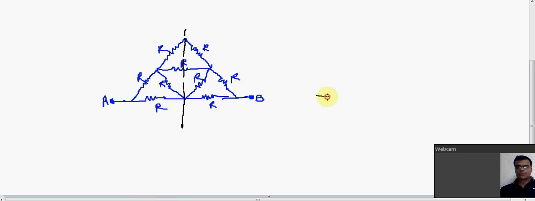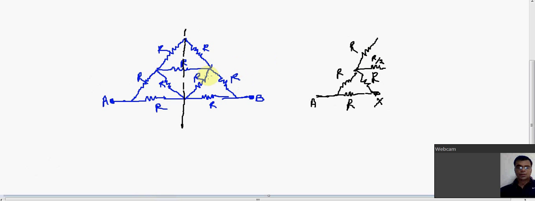So we have point A, and then we have this resistance R, we have this resistance R, we have this resistance R. Let's call this point as X. We have this resistance R. This is not R, this is R by 2, because we have considered exactly midway half of this resistance, right, because of the line of symmetry.